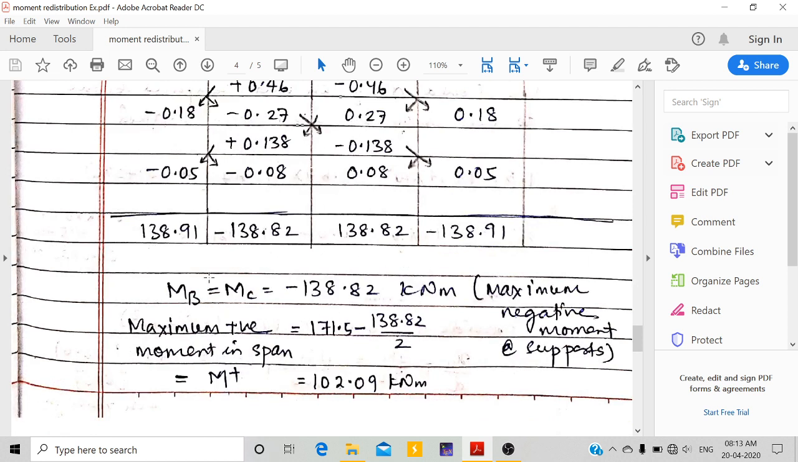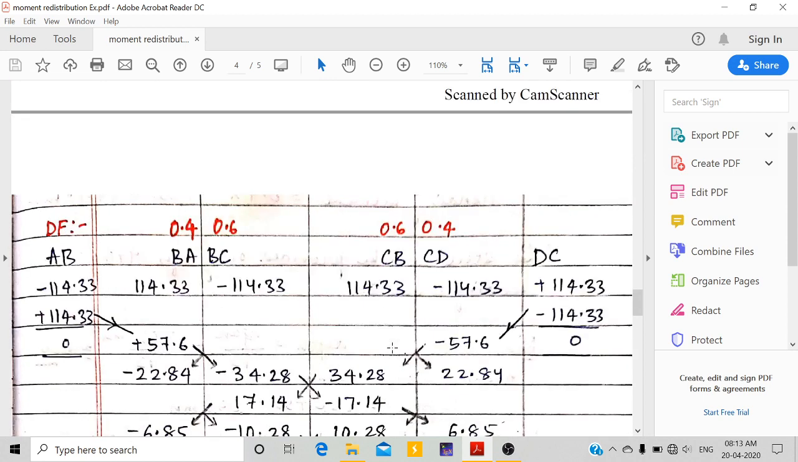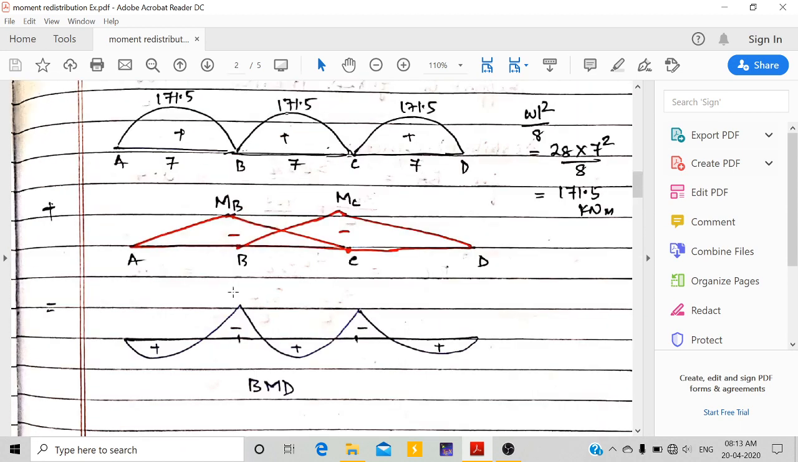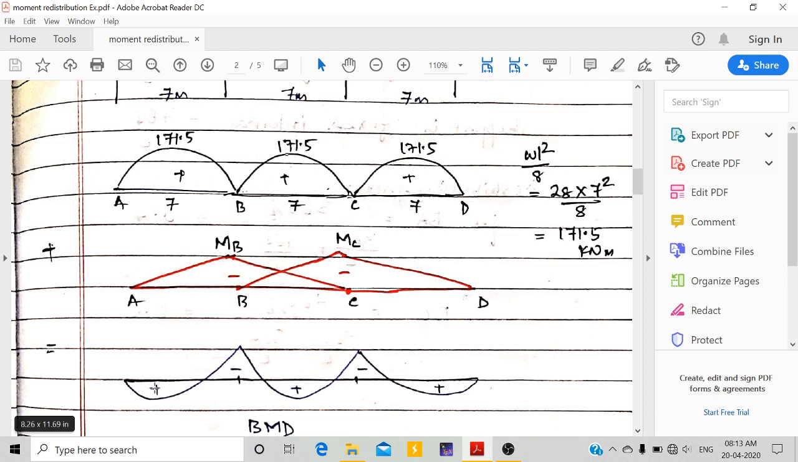So I said we can also calculate the positive moment in the span. So 171.5, that was the bending moment, minus this negative moment by 2. This is what I explained now, right? So if I'm going to calculate what is the moment here, because the maximum negative moment is this MB, we calculated MB and MC. So the maximum positive moment will be 171.5 minus this MB by 2, because this is a similar triangle. If I'm at the center, it will be MB by 2.